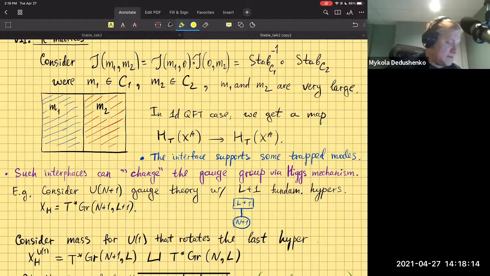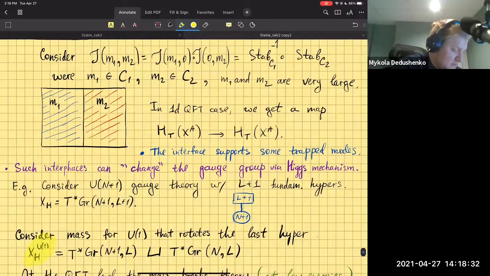Now consider a mass for a specific U(1) flavor symmetry that just rotates the last hypermultiplet. In this case, there are L+1 hypermultiplets, and we can consider a U(1) symmetry that only rotates the last one. With respect to this U(1) symmetry, the fixed locus is this: there are just 2 copies of the 2 Higgs branches, but with theories whose gauge groups have different rank. The rank differs by 1.